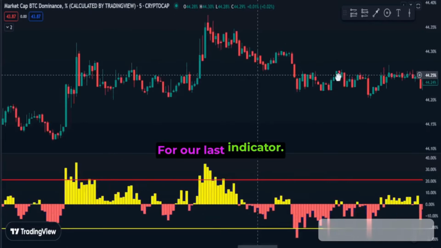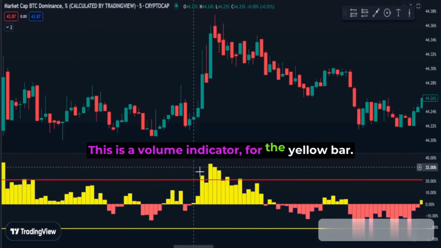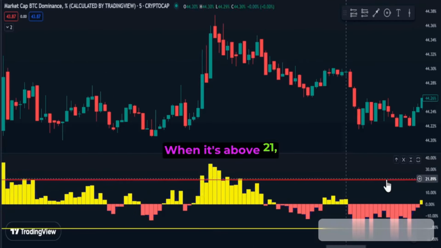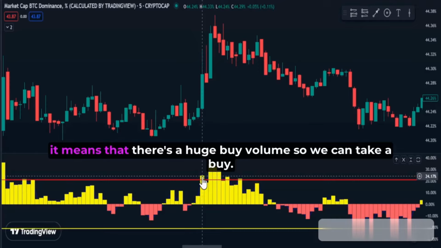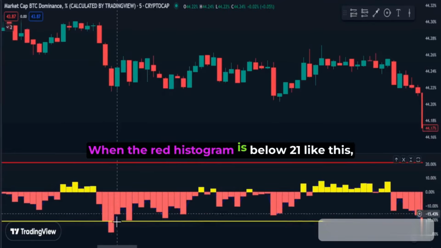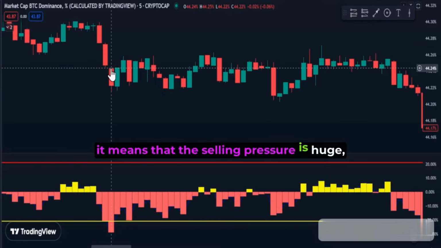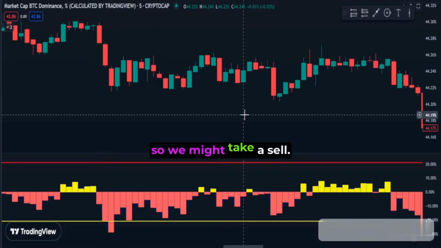For our last indicator, this is a volume indicator. For the yellow bar, when it's above 21, it means that there's a huge buy volume, so we can take a buy. When the red histogram is below 21 like this, it means that the selling pressure is huge, so we might take a sell.